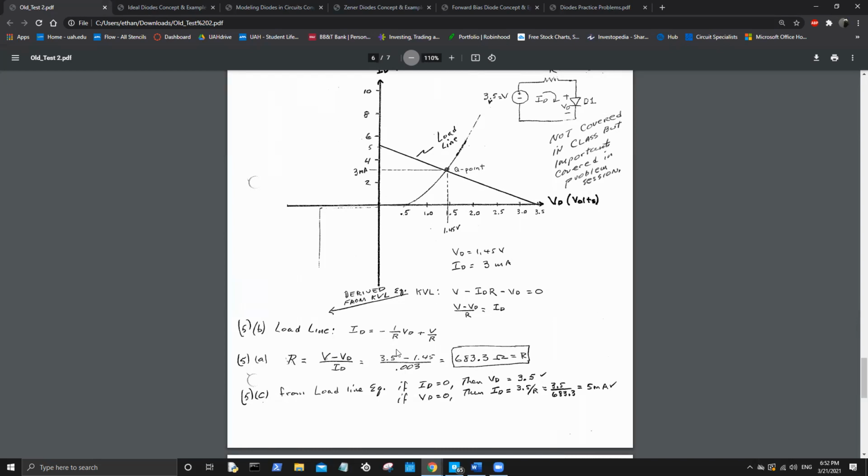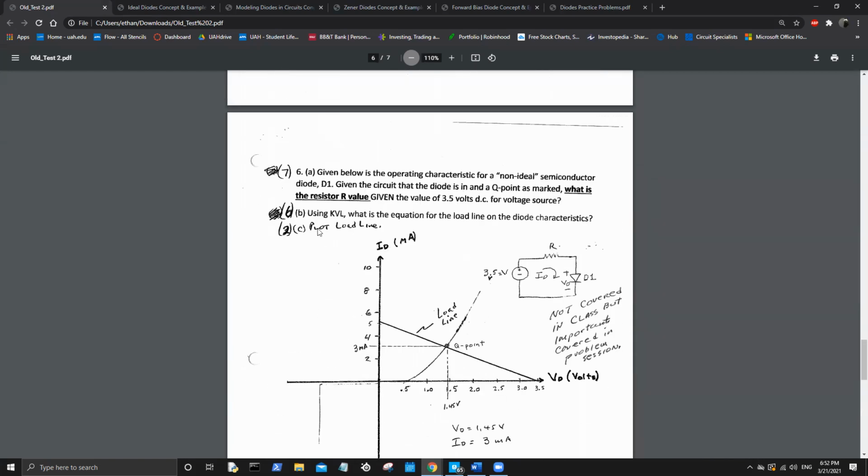So you have 1 over R times the voltage from our Q point plus V over R, the voltage from the circuit, 3.5 over R. So it's the same resistance. Fundamentally, we're more used to it looking like V minus VD divided by R. Yeah, that's the exact same thing, just a rearranged equation.